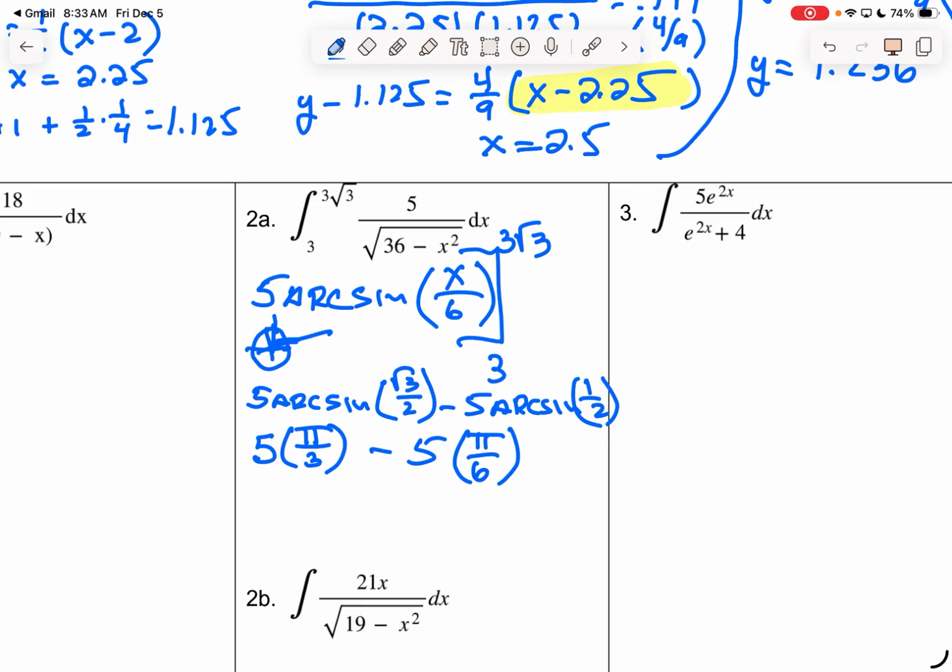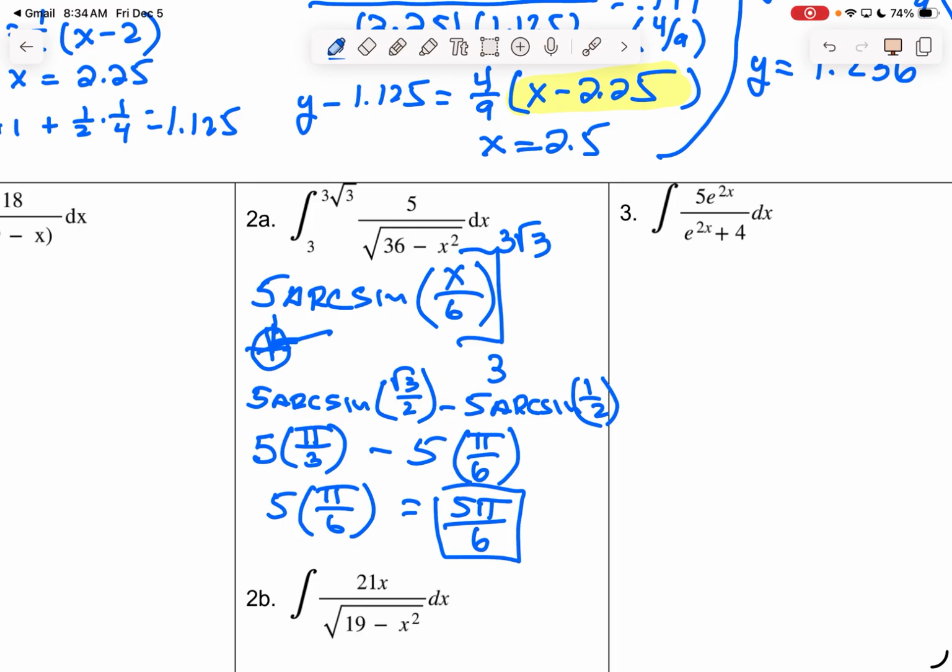Okay, what's pi over 3 minus pi over 6? Pi over 6, right? This is 2 pi over 6 minus 1 pi over 6. So it's 5 times pi over what? 6, or 5 pi over 6. Did we get 5 pi over 6?